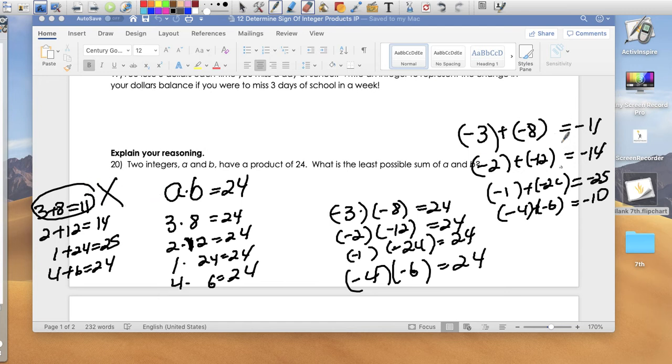So the smallest sum, the smallest number, is this guy right here, negative 25, right? Because that's furthest to the left. Remember, the furthest to the left is always the smallest, and the furthest to the right is always the biggest. So it's asking you for the least possible sum, which pair of A and B added together gives you the smallest sum, and that's negative 1 and negative 24. So negative 1 and negative 24 gives me the smallest sum.